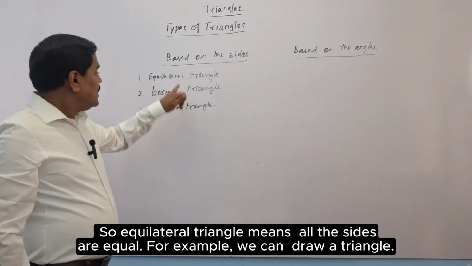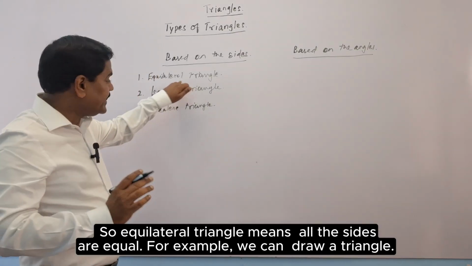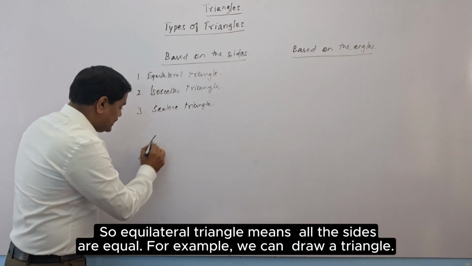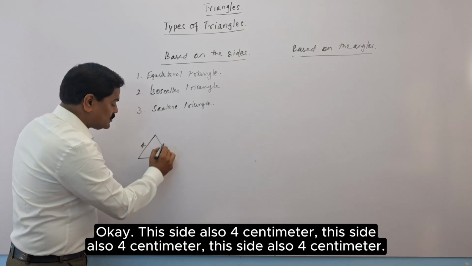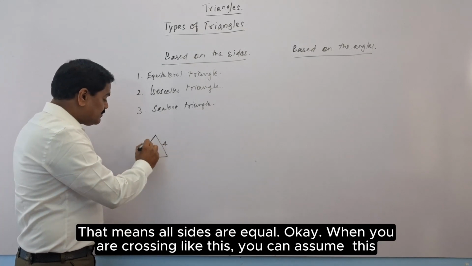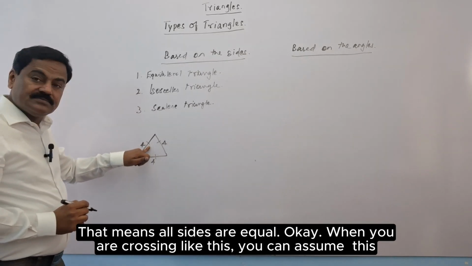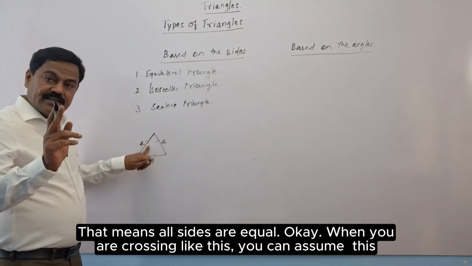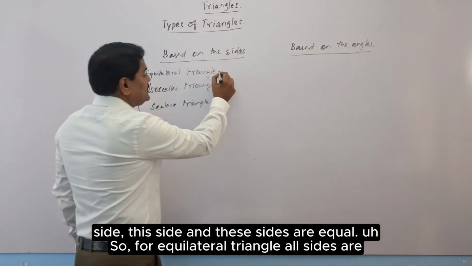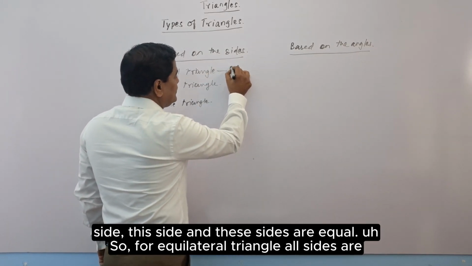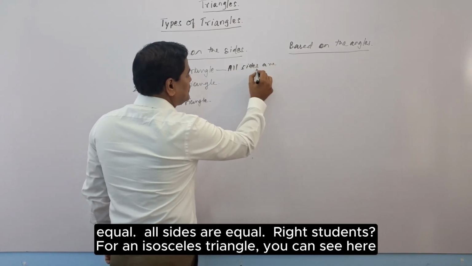Right, students? So equilateral triangle means all the sides are equal. For example, we can draw a triangle. Okay, this side is 4 centimeter, this side also 4 centimeter, this side also 4 centimeter. That means all sides are equal. When you are crossing like this, you can assume this side and these sides are equal. So for an equilateral triangle, all sides are equal.